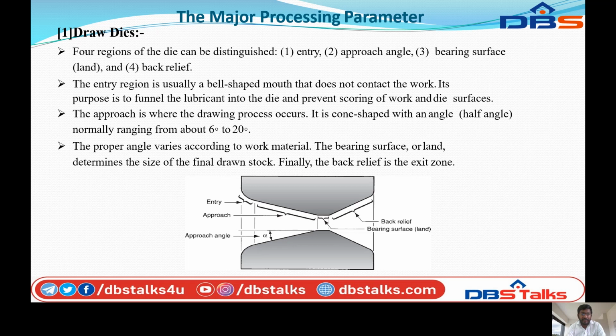So this is the entry level. The entry level is a bell-shaped mouth. So there is no contact with the workpiece. The main purpose is to funnel lubricant into the die and prevent scoring of the work on the die surfaces. The approach is where the drawing process occurs. It is cone shaped with a half angle normally ranging from about 6 to 20 degrees.